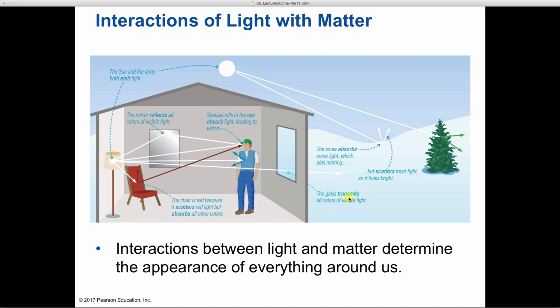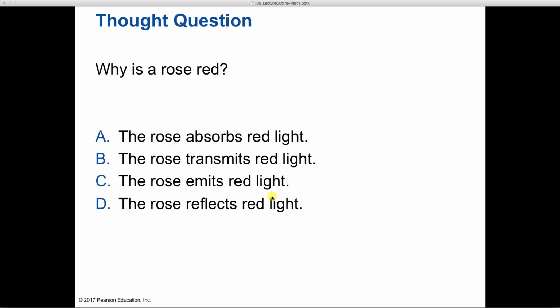Glass, the glass window transmits light. It allows light to pass through it. The walls absorb light. The light can't pass through. And there's also some scattering off the walls as well because you can see the walls from the inside. So those are some examples of all these different terms in everyday use.